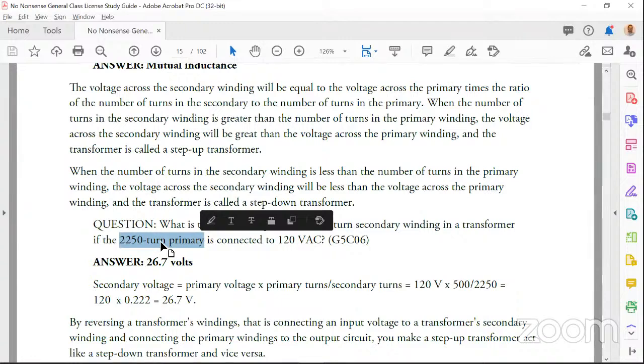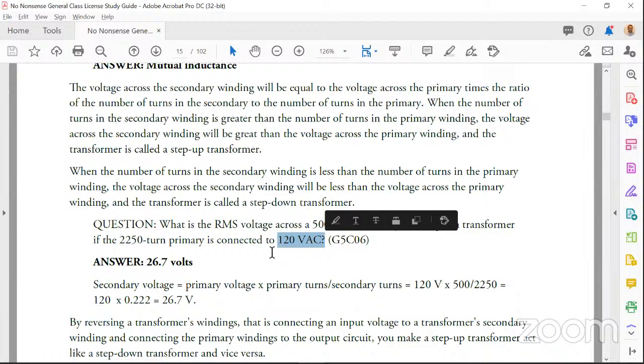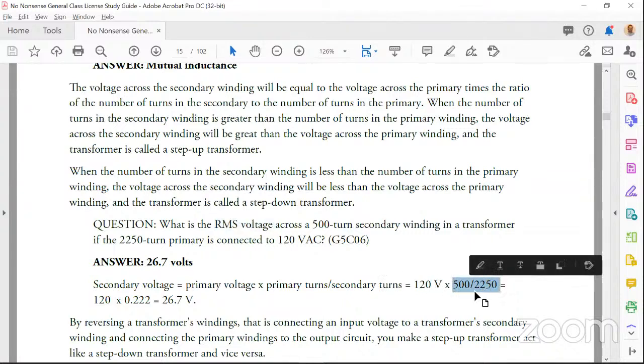That's how transformers work. You have windings in the primary, you have windings in the secondary, and there's a ratio of how many windings in the primary to the secondary. And that is what will give you, given the input voltage, what the output voltage is. So they tell you that your primary or your input voltage is 120 volts, and they're asking you what is the output voltage across the secondary. So you use the turns ratio and you calculate it, multiplying the turns ratio, which is given by the number of turns, 500 over 2,250, and then that turns ratio you multiply by the input voltage, 120 volts, to get the output voltage of, what is it, 26.7 volts.